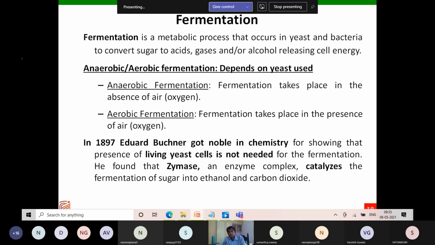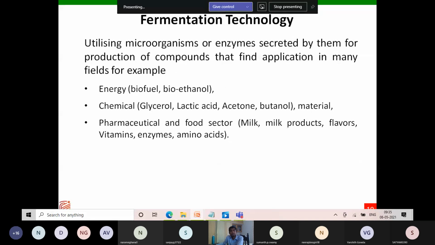Under fermentation, there are two different types: anaerobic fermentation, that is without air or oxygen, and aerobic fermentation, that is with oxygen. So like this there are two types of fermentation technologies. The main byproducts are ethanol or ethyl alcohol and carbon dioxide. Apart from that, we also get other chemicals like glycerol, lactic acid, acetone, butanol, etc.